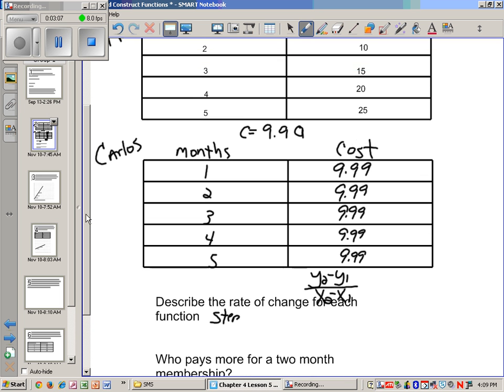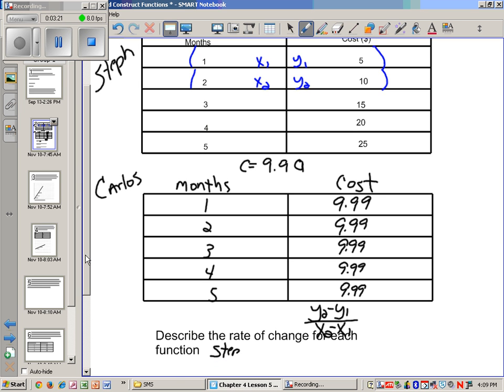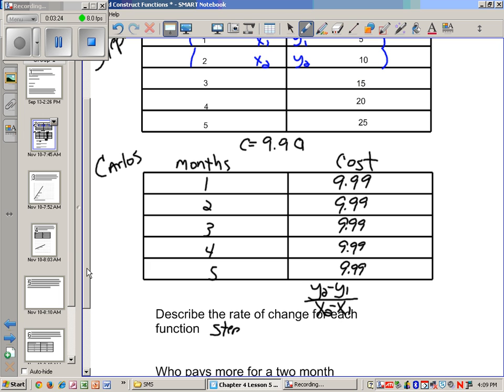So Stephanie's rate of change, let's look at the first two pairs. Remember, these are ordered pairs. The first pair was labeled x1 and y1. The next pair will be x2 and y2. Then we're just going to plug them into our formula. So we have 10 minus 5, that's our y2 minus y1, over our x2 minus x1. So we find out Stephanie's rate of change is $5 per month. These are the months on the bottom.